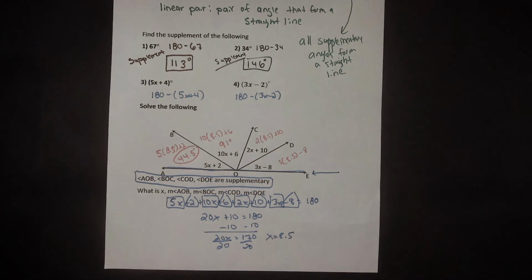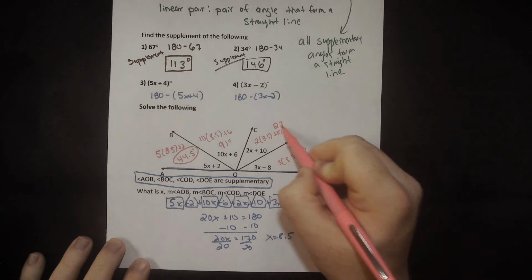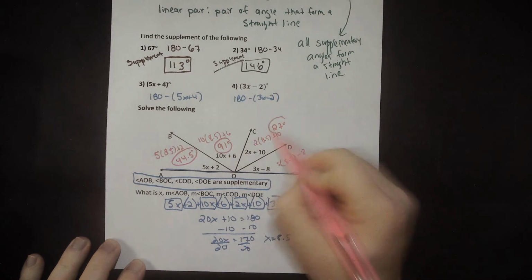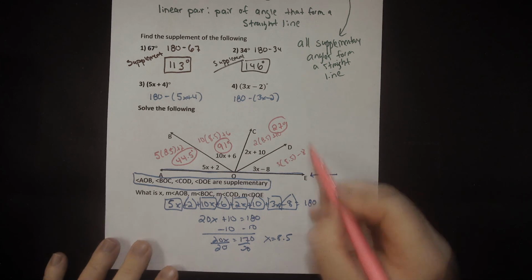And they're not all drawn to scale, or probably none of them are. But 2 times 8 is 16, and 2 times 0.5 is 1, so that's 17. And then plus 10 would be 27. And then 3 times 8 is 24, 3 times 0.5 is 1.5, so that's 25.5 minus 8 would be 17.5.